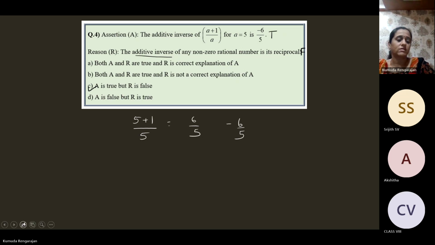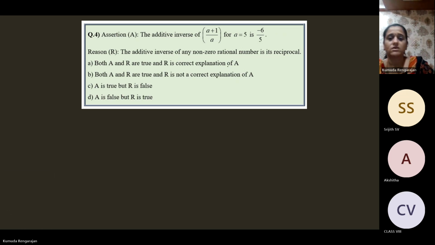No. Additive inverse and reciprocal don't mean the same. Additive inverse is negative. Reciprocal is multiplicative inverse. So the reason statement is false. The assertion statement is true because when A is 5, it is 5 plus 1, 6, so 6 by 5, and its additive inverse is minus 6 by 5. Assertion true, reason false. So option C is the correct option.